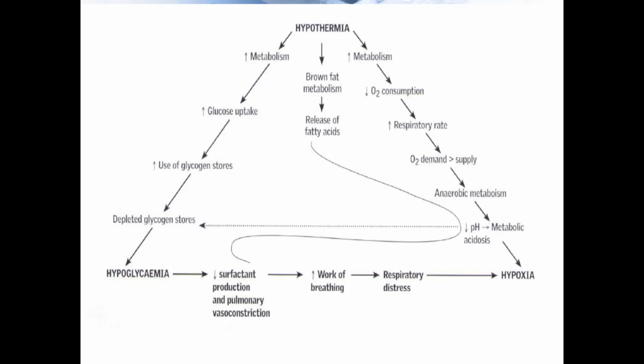leads to respiratory distress, depletion of the glycogen. That causes hypoglycemia, vasoconstriction of the lungs, metabolic acidosis, jaundice, hypoxia, and decreased surfactant production. So we prevent this by maintaining normal temperatures.